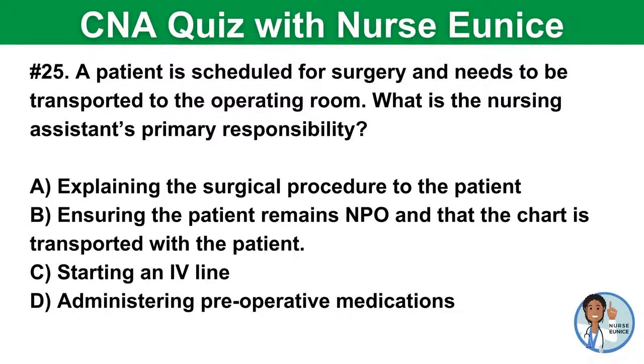Number 25, a patient is scheduled for surgery and needs to be transported to the operating room. What is the nursing assistant's primary responsibility? Is it A, explaining the surgical procedure to the patient, B, ensuring the patient remains NPO and that the chart is transported with the patient, C, starting an IV line, or D, administering preoperative medications? What is your role as a CNA?